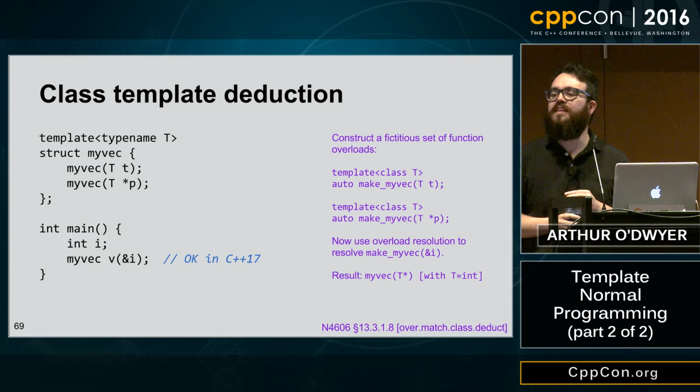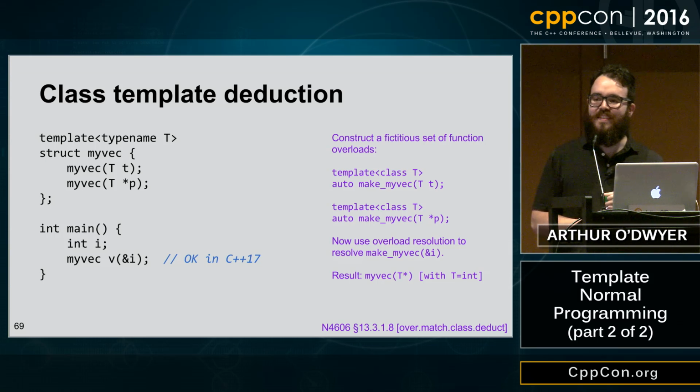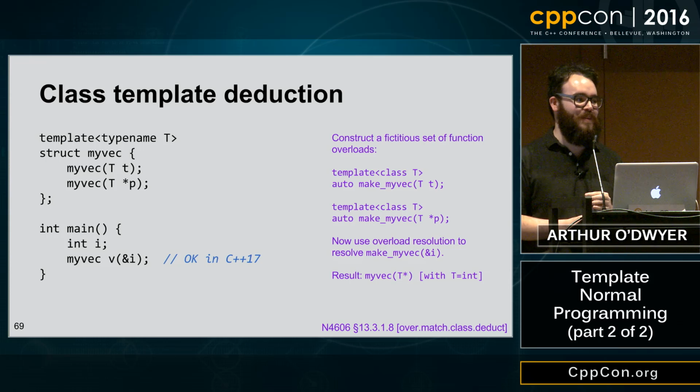Does this interoperate with auto, so I can say auto v = myvec(int &i)? Yes, it does. It does interact with auto, almost always auto syntax as well. Myvec of 1 or myvec of address I would also work.